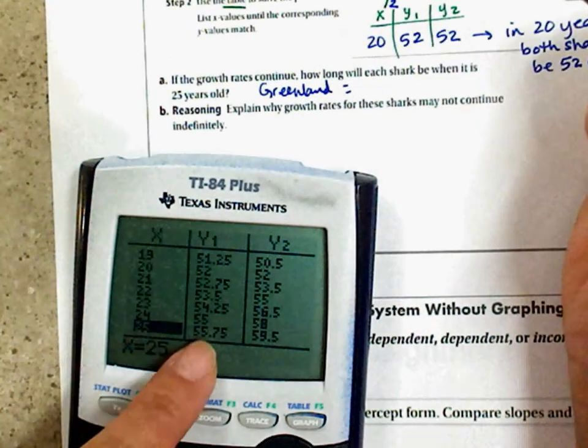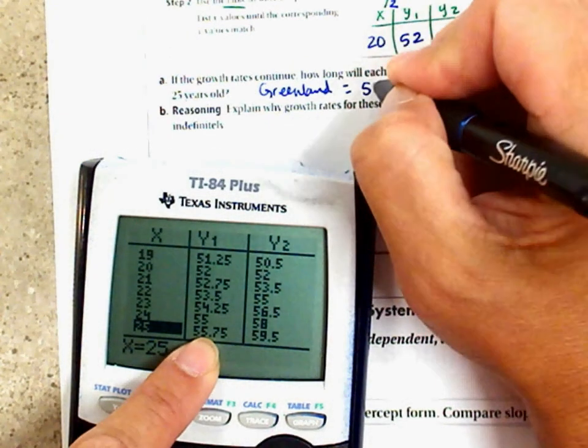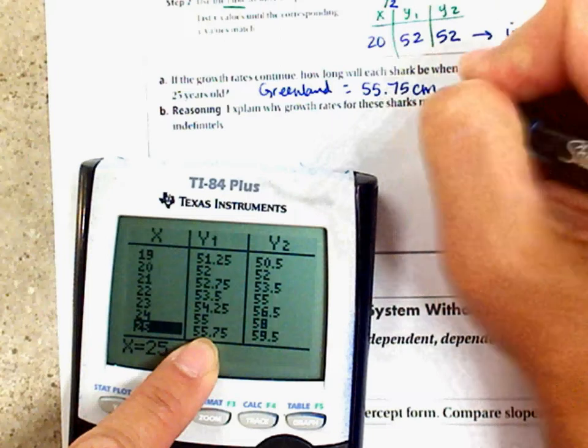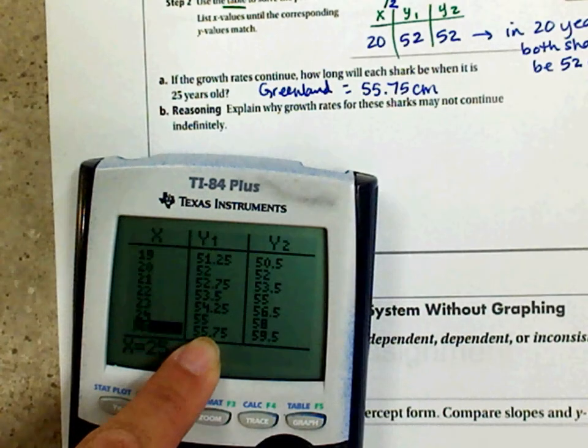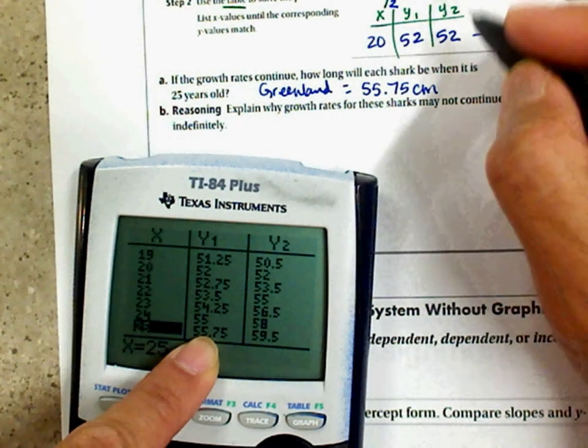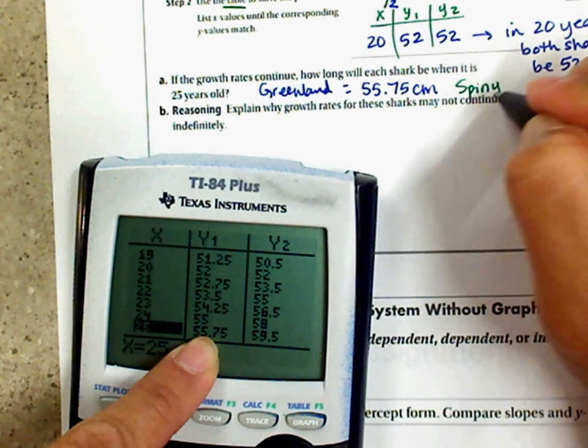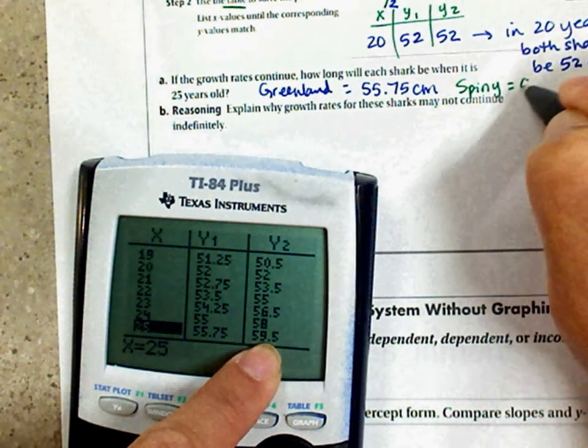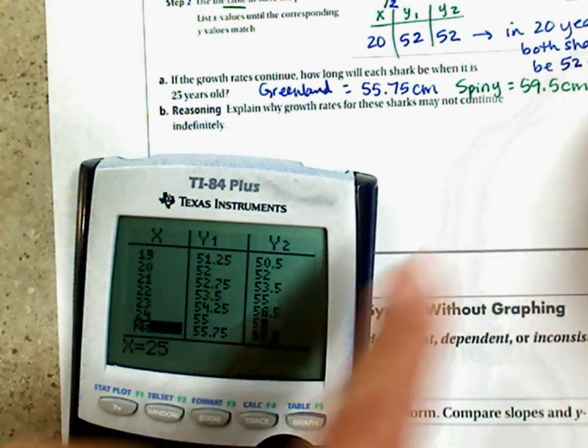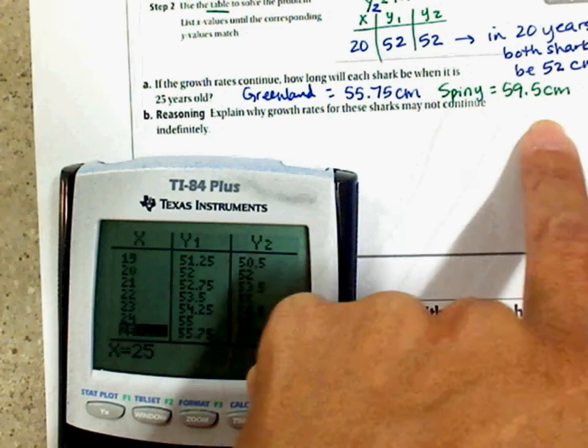55.75, don't forget your units, centimeters. And how long is the spiny shark going to be in 25 years? 59.5 centimeters. Notice he started off smaller, but he's going to get longer, quicker. Okay? Explain why growth rate for these sharks may not continue indefinitely.